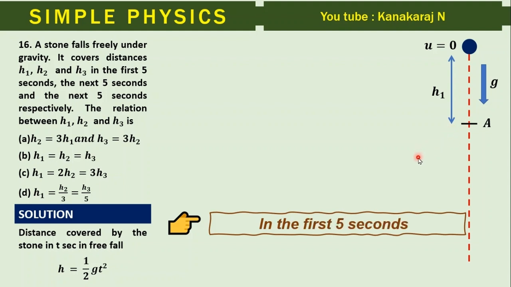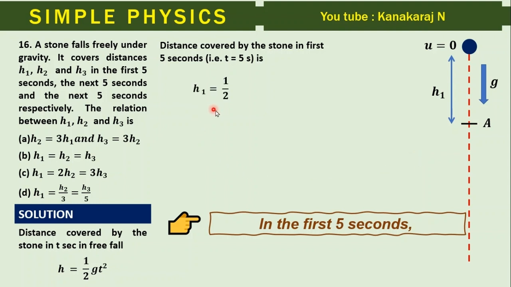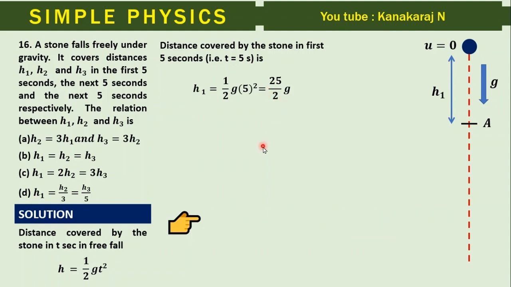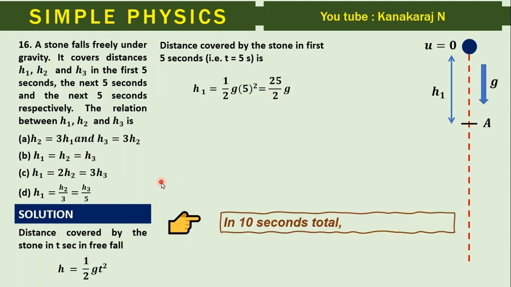In the first 5 seconds, the distance covered by the stone, that is t equals 5 seconds, is h1 equals 1 half g. In the place of t we are using 5 square, then 5 square is 25. The answer for h1 is 25 over 2g. Let's go for the second.